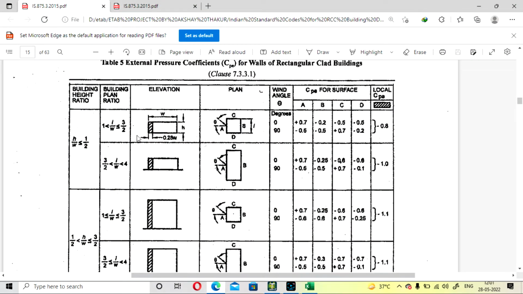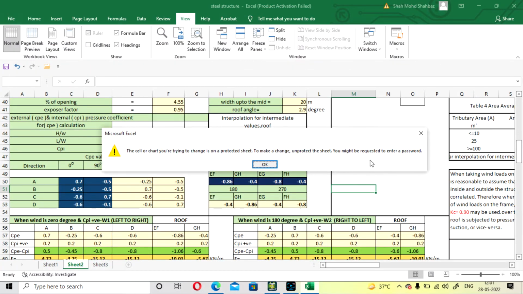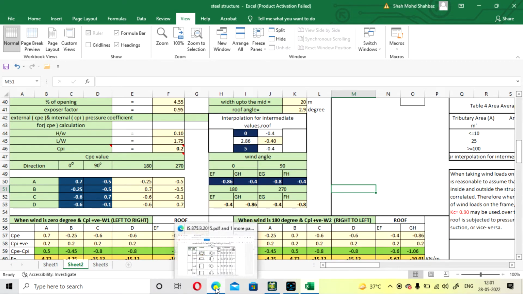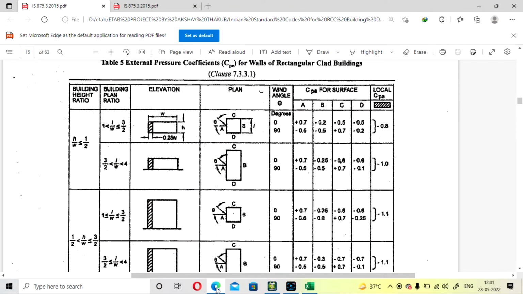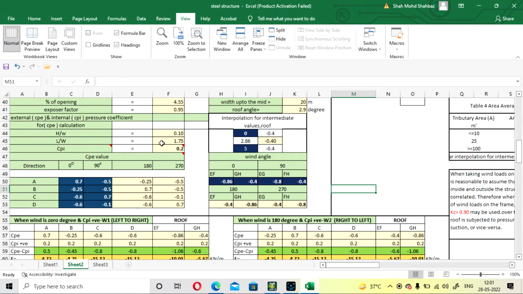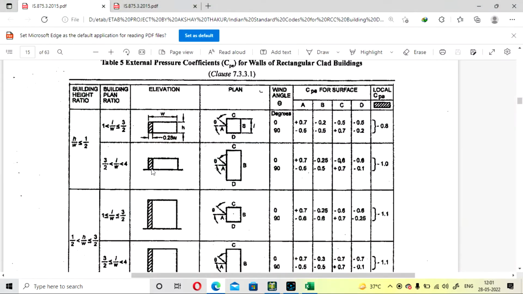So 1.75 will come as, first, L by W is greater than but less than 1.5, I think so. So our structure comes between this: L by W is greater than 3.2 but less than 4. So our L by W ratio is coming 1.75, which is greater than 1.5. So you have to follow this table.